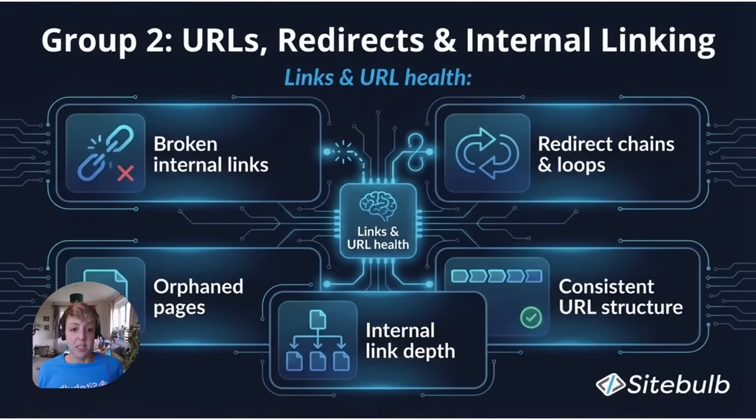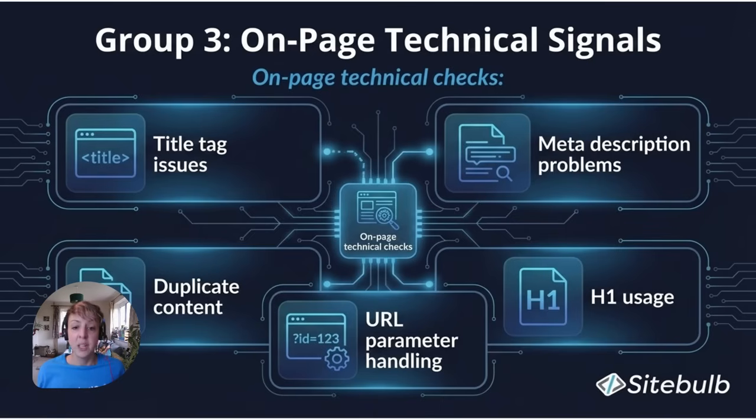Next, your site's internal linking structure matters. You want no broken links, no redirect chains, good internal link distribution, and orphan pages found and linked. Internal links guide both users and search engines. Poor linking can quietly kill performance. Check your on-page technical signals like title tags, meta descriptions, headers, alt text, duplicate content, and logical URL structure. These help search engines understand your pages and prevent duplication issues.